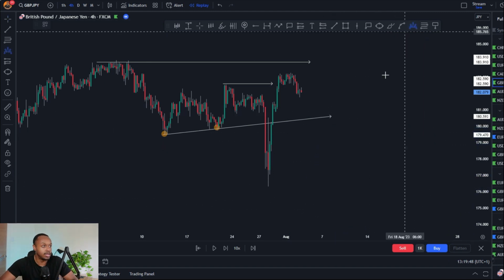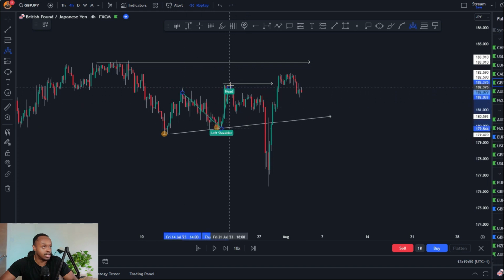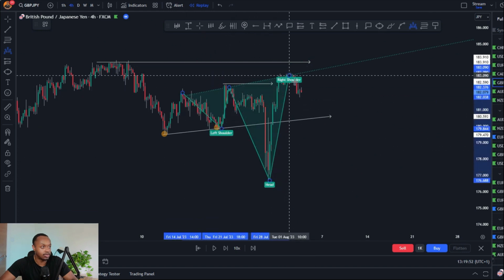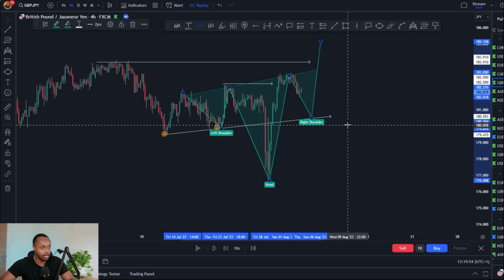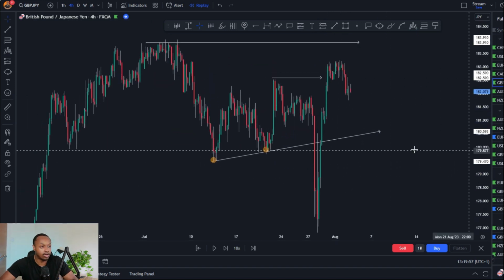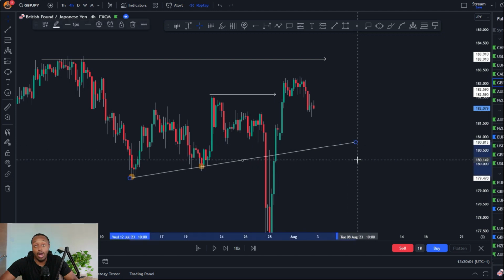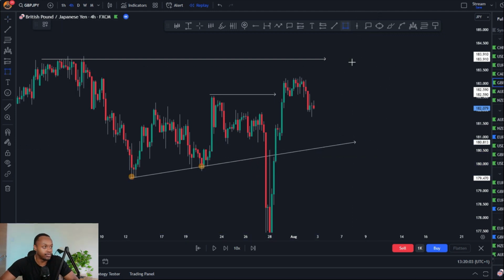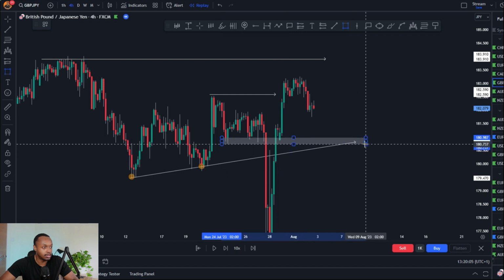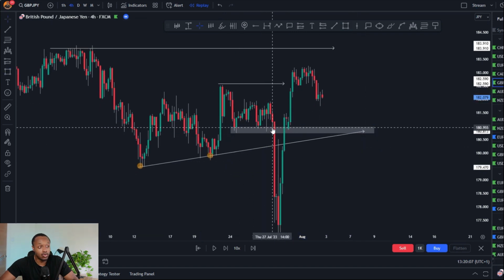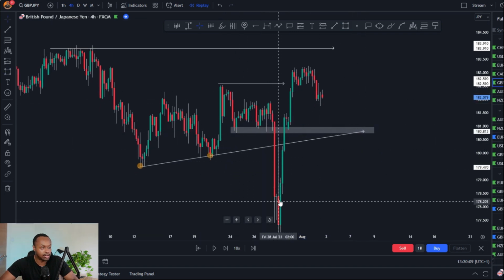So this would be the left shoulder, this will be the head with the fake out, and I was looking for the right shoulder for a push to the upside. So that was the plan for the trade, try and catch that next higher low. So now I need to look at my area of confluences and where I'm actually going to plan to take this trade. So we had a lovely level of support here. This was the support level that the market was holding on to just before we had the crash to the downside.